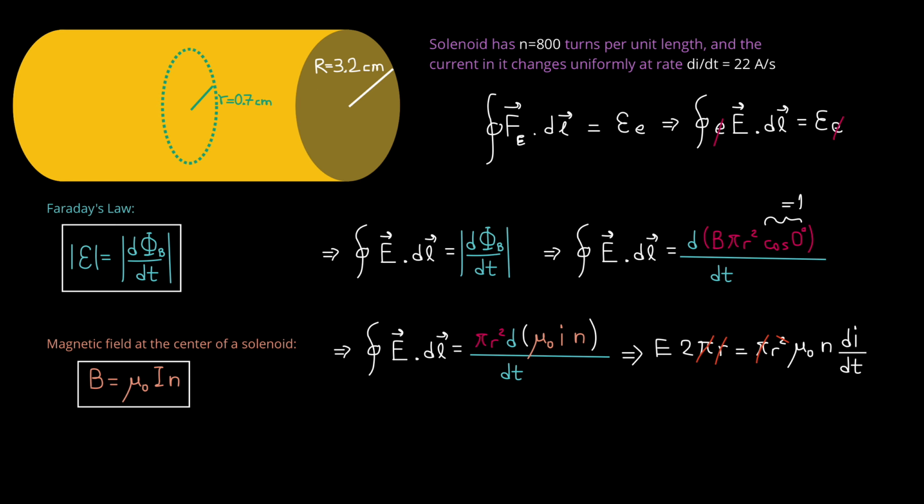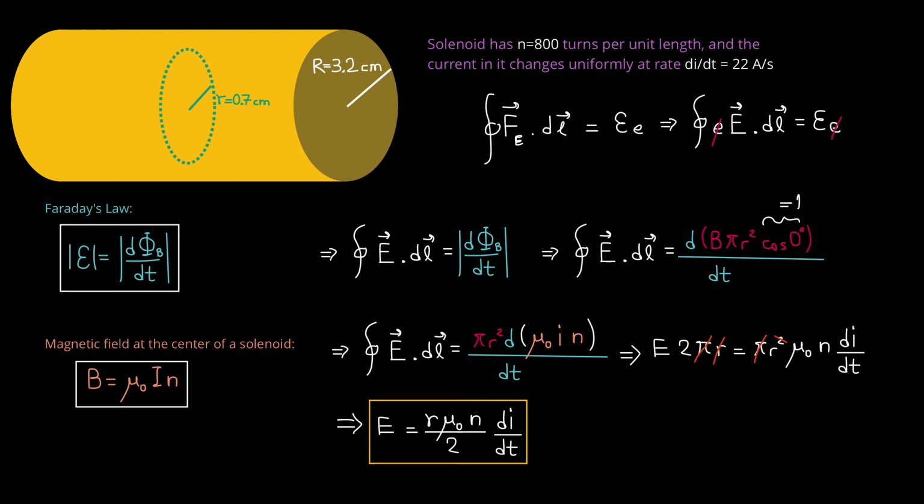Let's isolate the electric field E. The result for the magnitude of the electric field is equal to r times mu 0 n divided by 2 times di/dt. All are given variables in the problem. Mu 0 is a physical constant, so we know what that is.